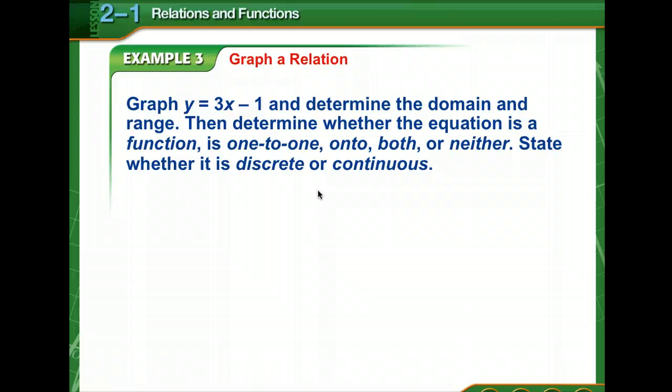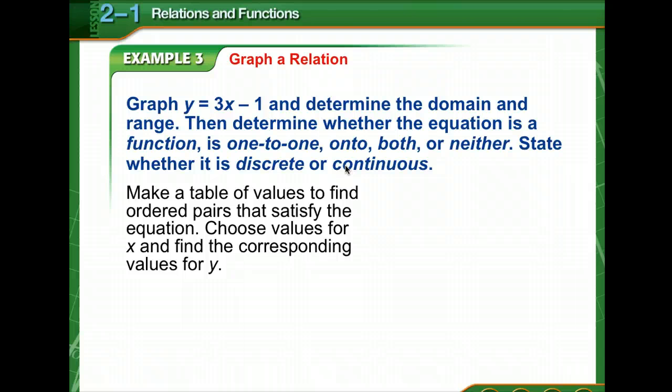Now we're to graph a relation. So they give us this equation, y is equal to 3x minus 1, and we are to determine the domain and range. Then determine whether the equation is a function, is one-to-one, onto, both, or neither. And then we're to state whether it's discrete or continuous. So let's take a look at this.